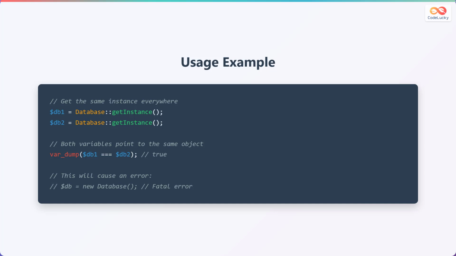Now that we have our database singleton class, let's see how to use it. To get the database instance, we simply call the getInstance method. Because of the singleton implementation, no matter how many times we call the getInstance method, we will always get the same instance. If we try to create a new instance of the Database class directly, it will result in a fatal error because the constructor is private.